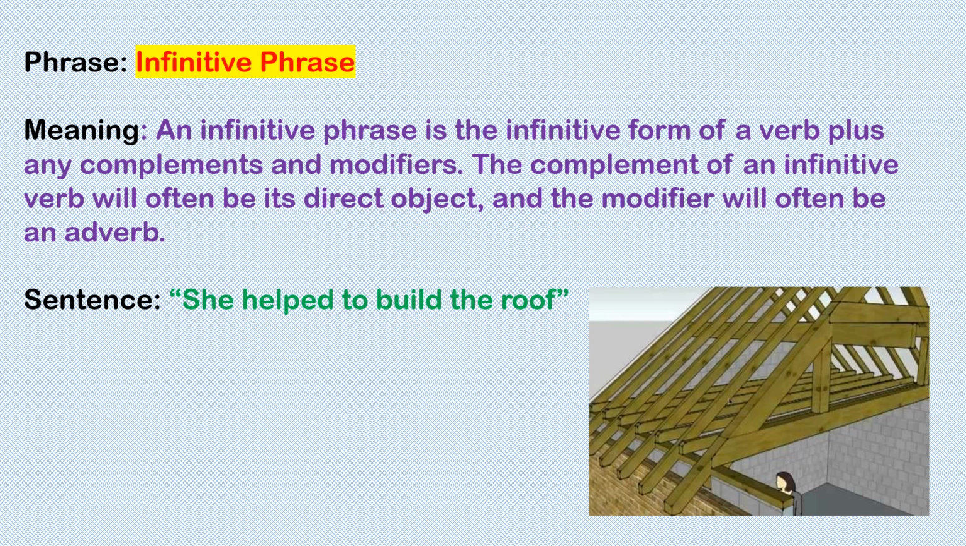Infinitive phrase. An infinitive phrase is the infinitive form of a verb plus any complements and modifiers. The complement of an infinitive verb is often its direct object, and the modifier will often be an adverb. She helped to build the roof.